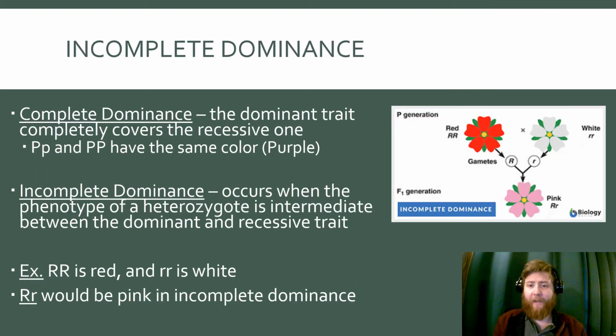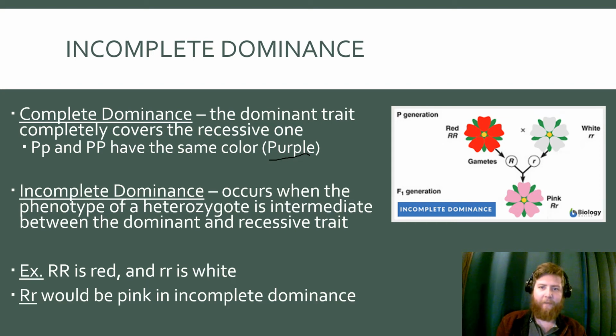All right, so incomplete dominance. Most of the traits we've looked at have been dominant traits. So the dominant trait completely covers the recessive one. And what that means is big P, little p, and big P, big P both have the same color. They're both purple phenotypes. In incomplete dominance, the phenotype of the heterozygote, or the one that's mixed, is intermediate between the dominant and the recessive trait.